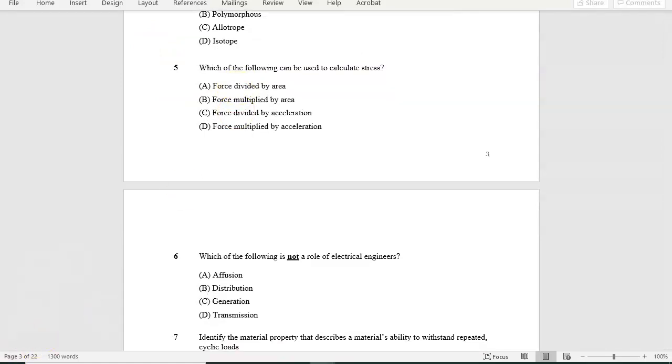The next question, question 5, asks how do we calculate stress? This is the second most important thing you need to know in this subject to not embarrass me, and this question was unchanged from last year's paper. Stress equals force divided by area.